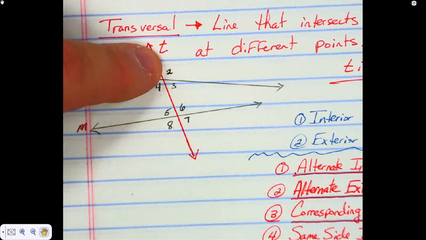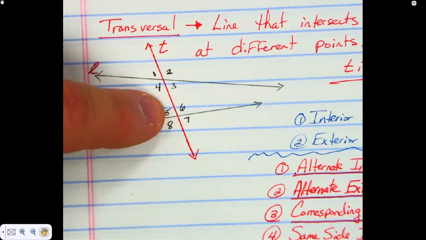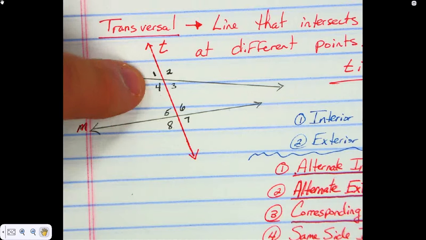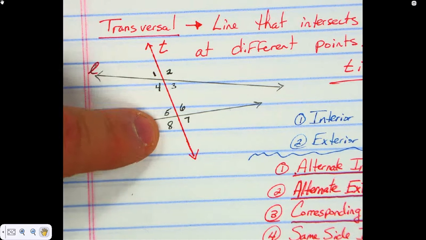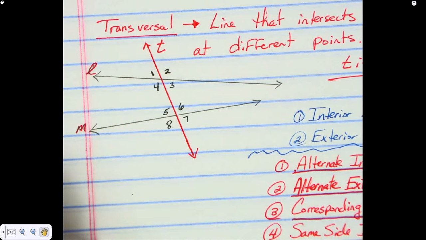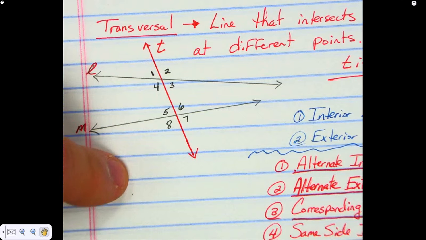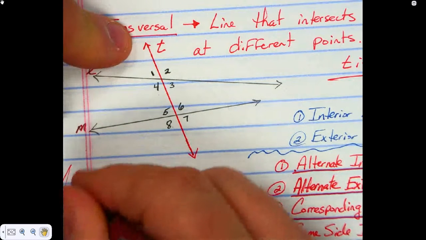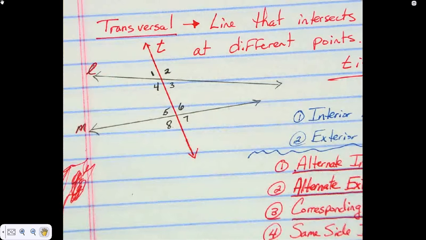What one corresponds with angle two? Six. It's top right, isn't it? What one corresponds to angle four? Eight. Yep. What one corresponds to angle three? Seven. Okay. Not so bad, is it? So do we understand the concept of corresponding, alternate interior, alternate exterior, and same side interior? Yes.